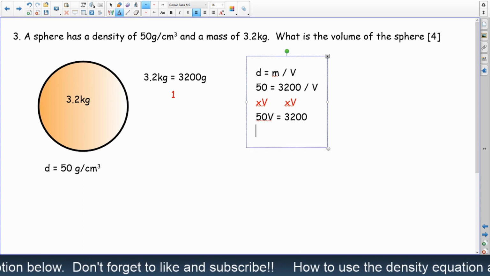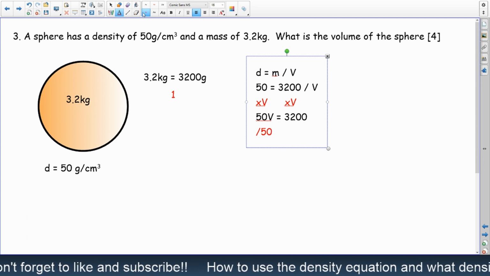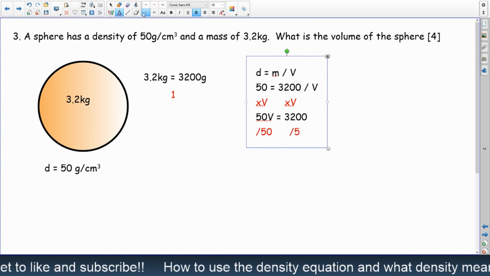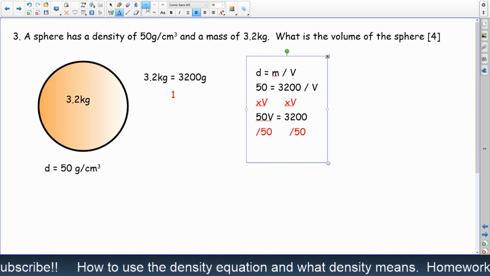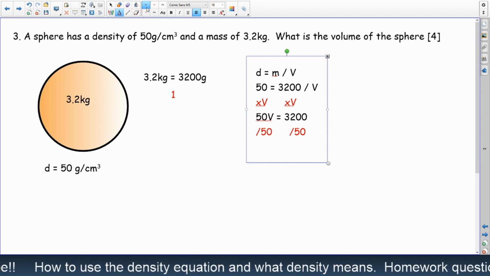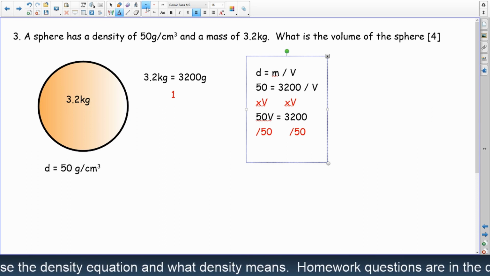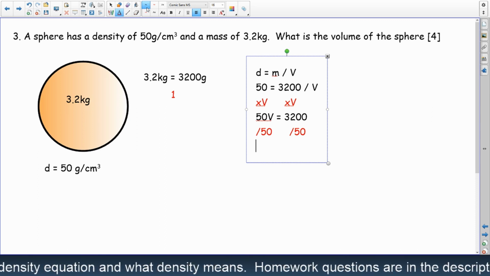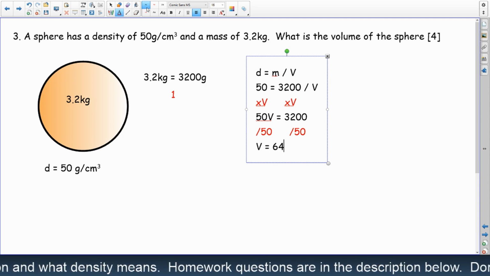Now again, I don't want 50V, I just want the value of V. So I'm going to divide by 50 on that side, and I'm going to divide by 50 on that side. I must divide both sides of the equation by the same thing, or multiply both sides of the equation by the same thing. Otherwise, what I'm saying is no longer mathematically true. And that then leaves me with V equals 64 as my numerical answer.